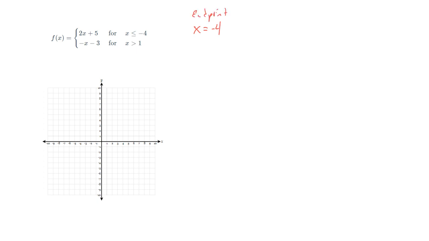Someone also pointed out to me they're a little confused by the vocabulary I'm using with that. You could think of it as a starting point, not an end point. That doesn't really matter. But the idea is we do need to plug this value in, and when we do, in this case, we get 2 times -4 is -8, plus 5 is -3. So we know that there's this point -4, -3.